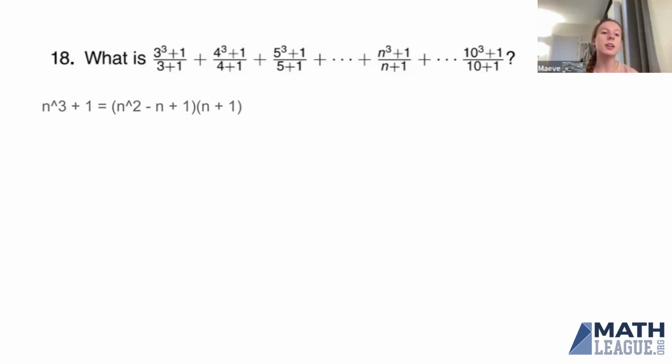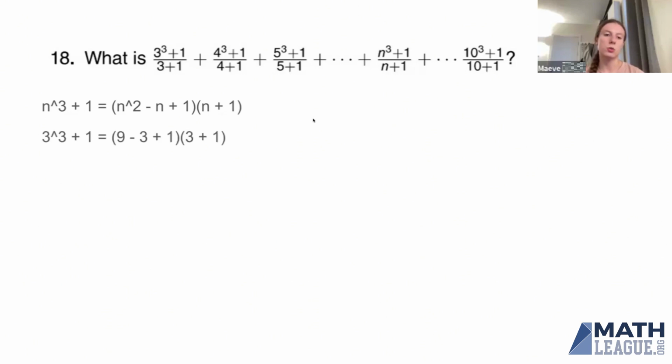You can factor any sum this way if it's n to an odd power plus 1. You're going to be able to factor it into n plus 1 times this other term where you alternate adding and subtracting. So that's something you could play around with if you want to know more. But right now, all we need to know is this. So let's try and apply this to some of our terms.